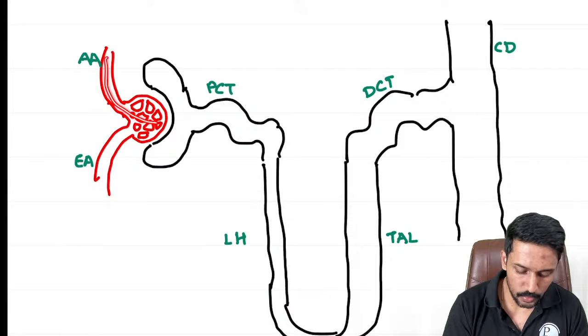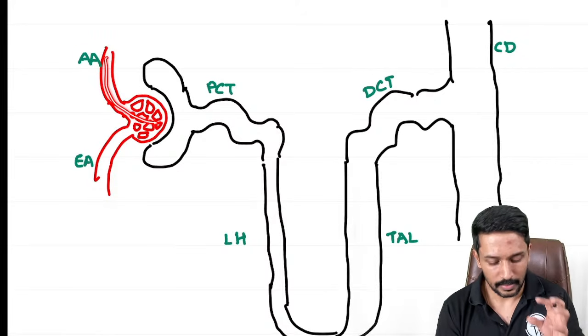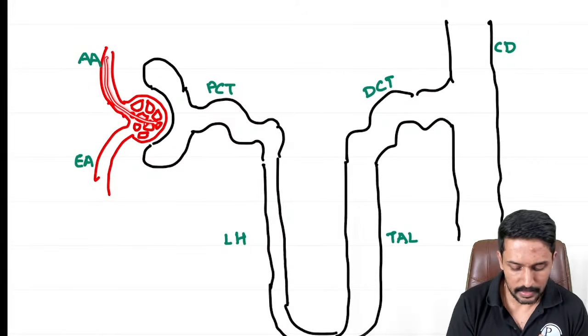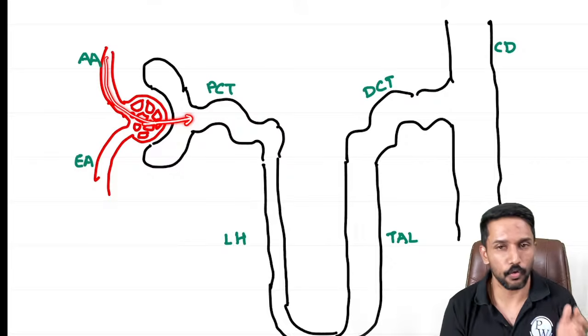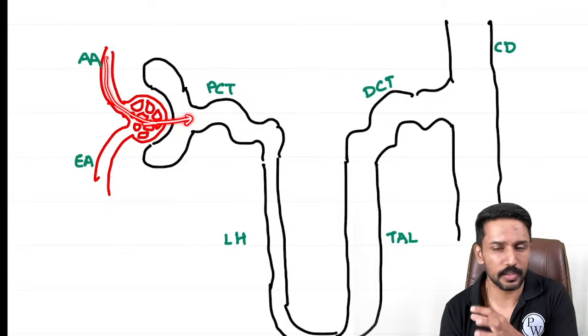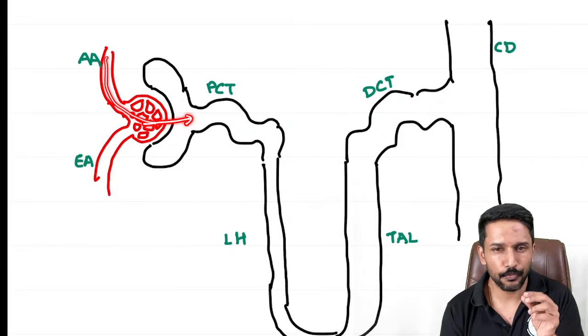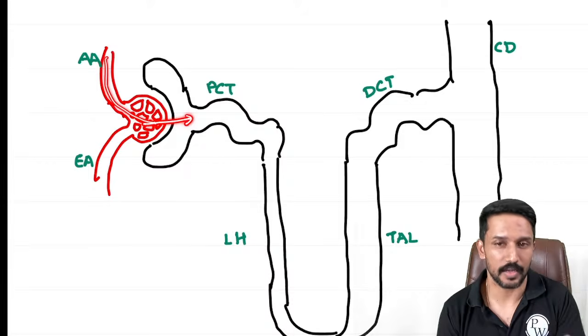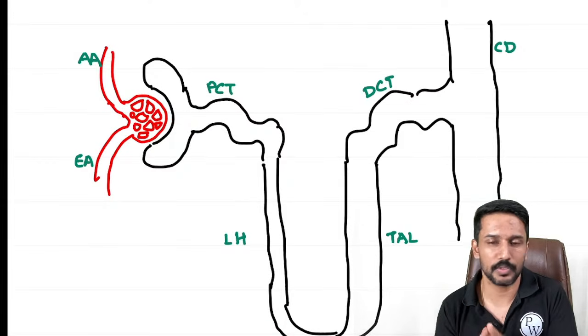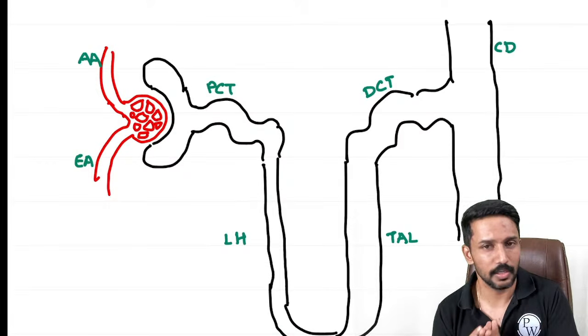So once blood comes into these glomerular capillaries, the hydrostatic pressure in these capillaries facilitates the filtration of fluid into the Bowman space. And this fluid is what we call glomerular filtrate. And the rate at which this filtration happens is what we call glomerular filtration rate.